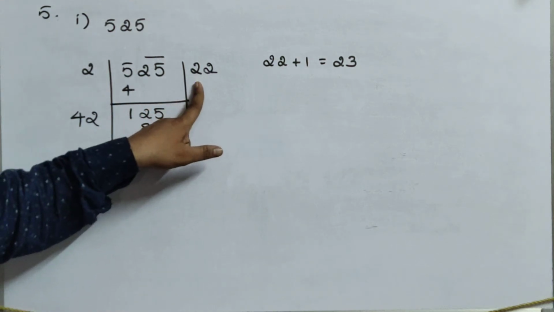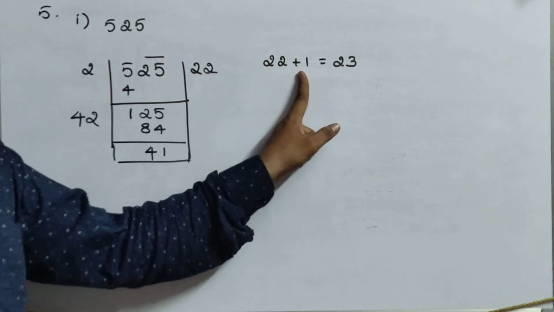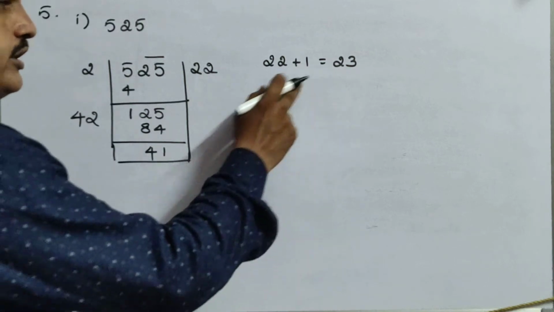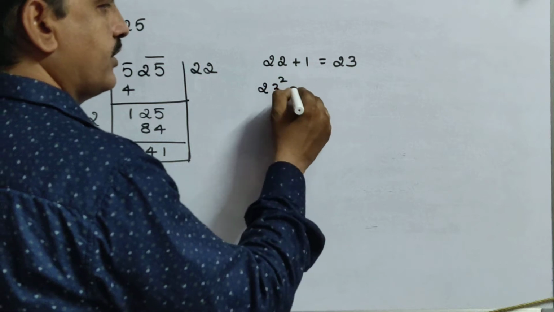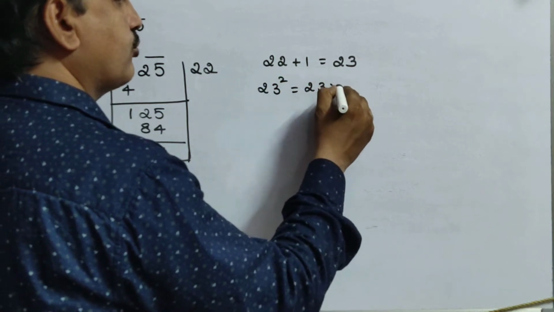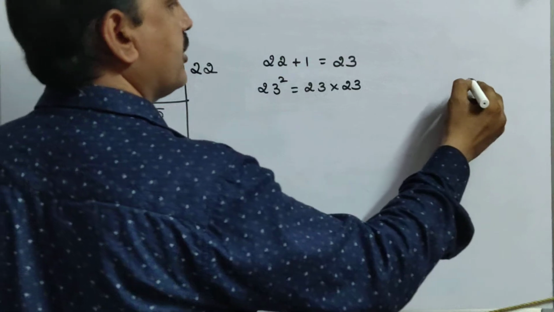22, whatever the number you get here, for that add always 1 only. Add always 1. So 23. That one you do squaring. That means 23 square. That means 23 into 23. How much is 23 into 23?